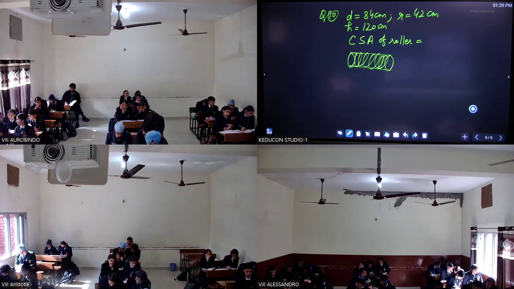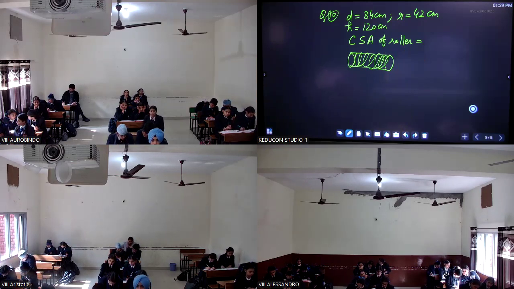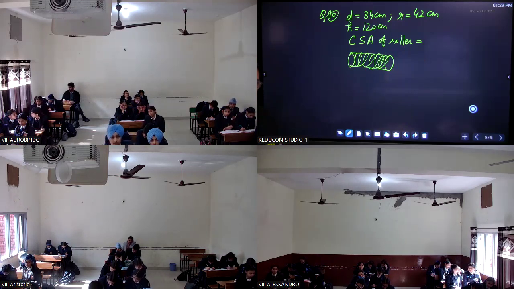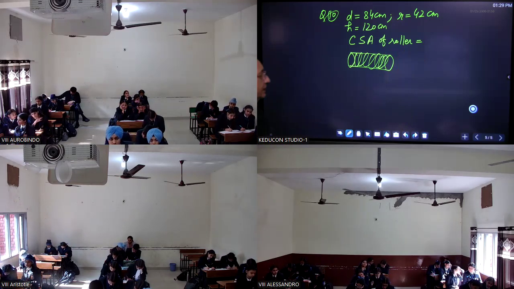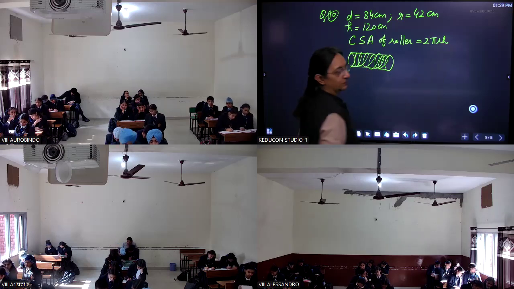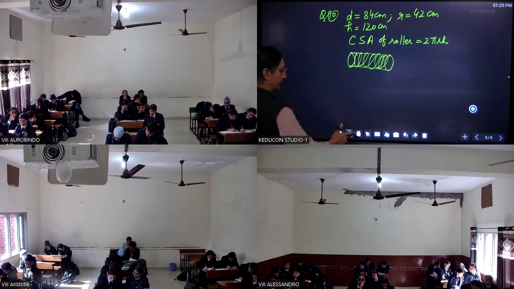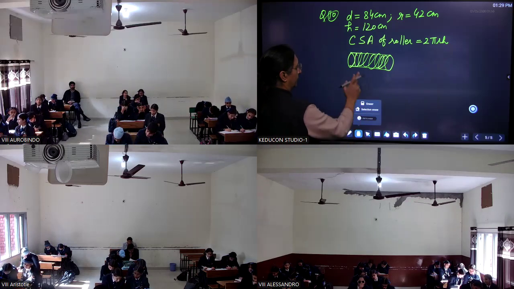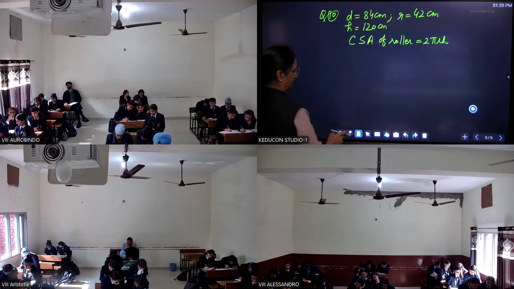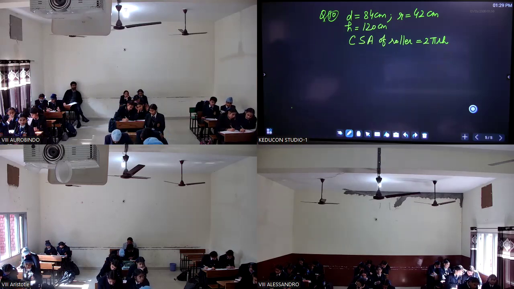I'm in the section, first bench, children. Quickly tell me its formula. I'm not asking you for the calculation. In calculation I'm helping you. 2 pi RH. Yes, 2 pi RH. Everything is given to you. Find the CSA of the roller. Done. Please wait, let everybody know. 2 pi RH. I'm writing the answer, you can match it.